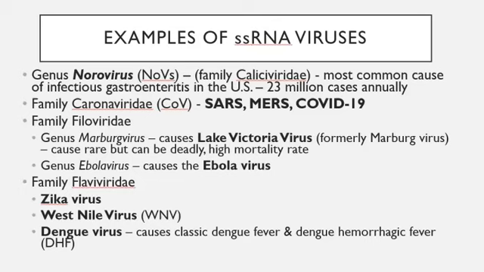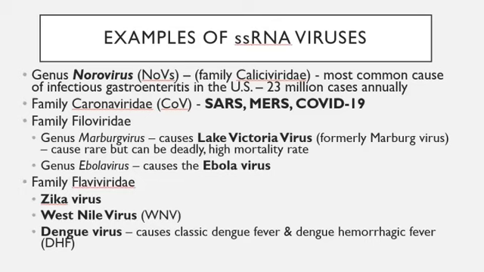The family Filoviridae encompasses the Marburg virus, which is also known as Lake Victoria virus. It's rare, but can be deadly. It has a high mortality rate because it causes hemorrhagic fever and capillary leakage. It's very similar to Ebola. It was named after a West German town. And then, of course, the Ebola virus is also in this family.